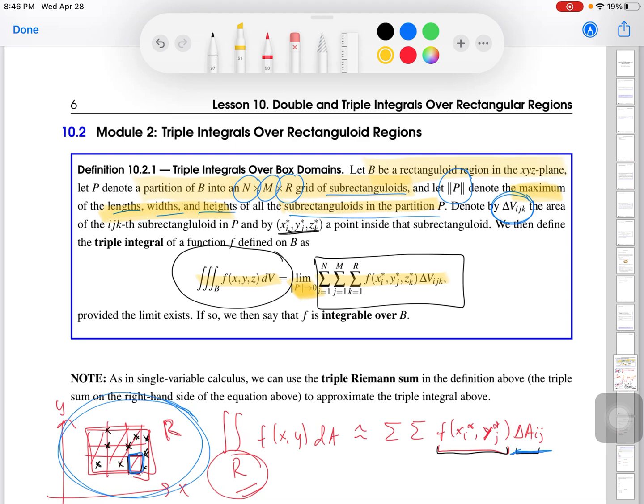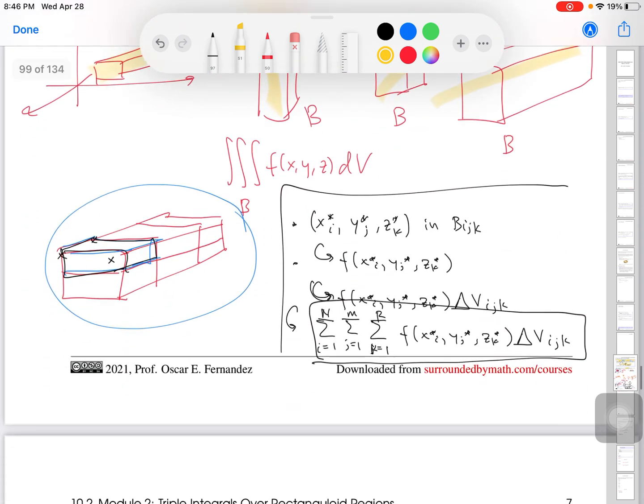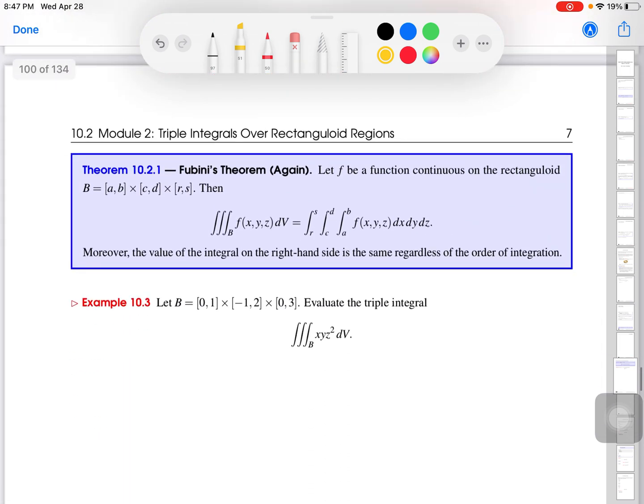And in fact, provided the limit exists, we define, this is the point of this definition, that triple integral to be that limit of that Riemann sum. Okay, and then we say f is integrable over B if that's true. And again, last thing to point out before we do an example: as in single variable calculus and as we did in the previous video, we can use this triple Riemann sum to approximate the triple integral above. I won't do an example there because it's much the same as what we did in the previous lesson, but just to know.